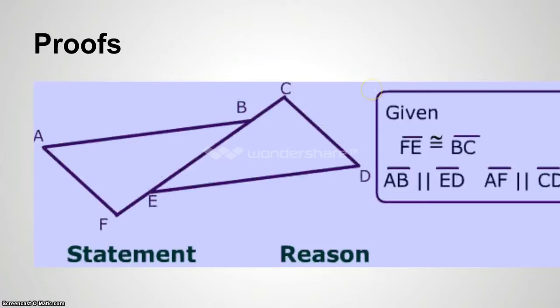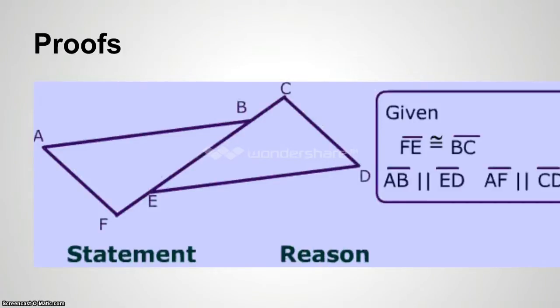Okay, now on to examples for our video. Our first thing will be in proofs, and we are given that on these two triangles, line segment FE is congruent to line segment BC, and that line segment AB is parallel to line segment ED, and that line segment AF is parallel to line segment CD.